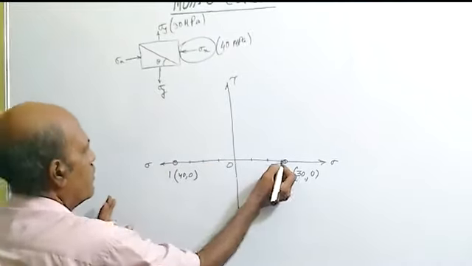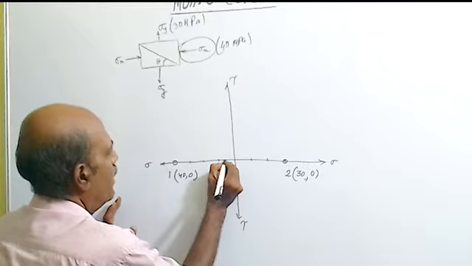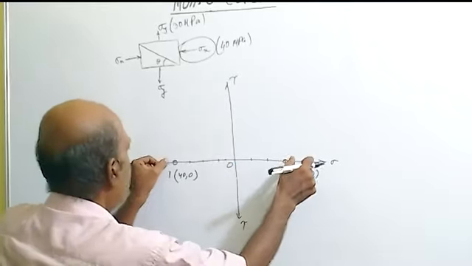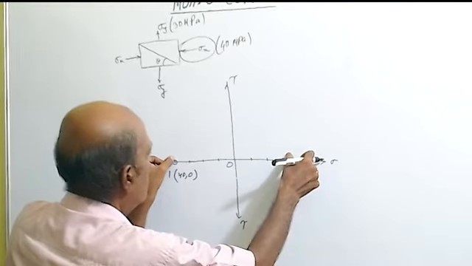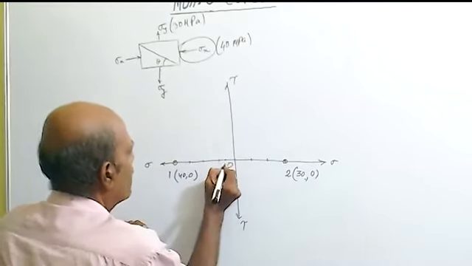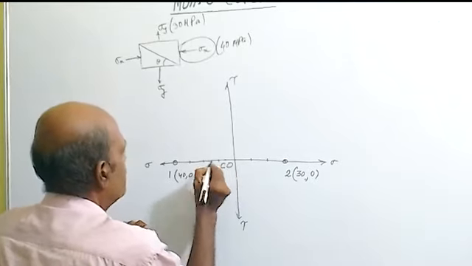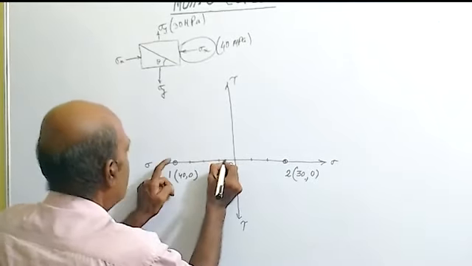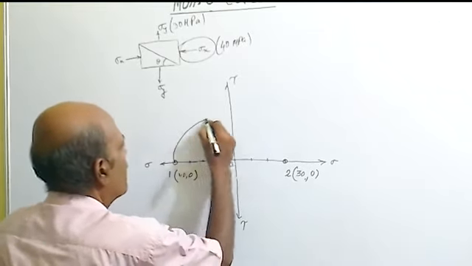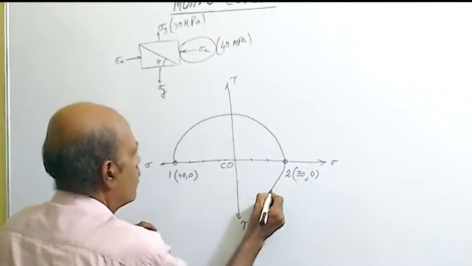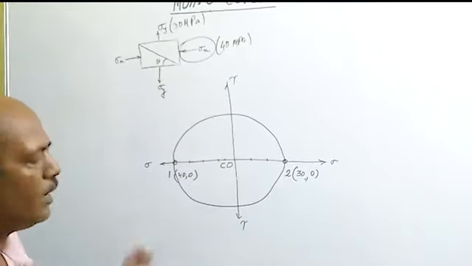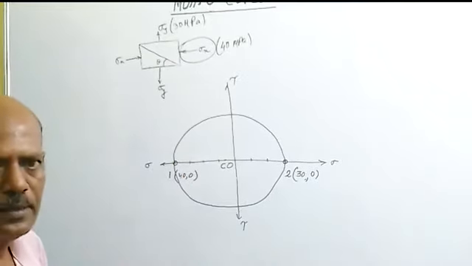Now divide the distance between point 1 and point 2 into 2 divisions, so you will get the center of the Mohr circle here. Now take this as the center and this as the radius, and complete the circle. So if you draw the Mohr circle, you will get this circle. Now we have drawn the Mohr circle.